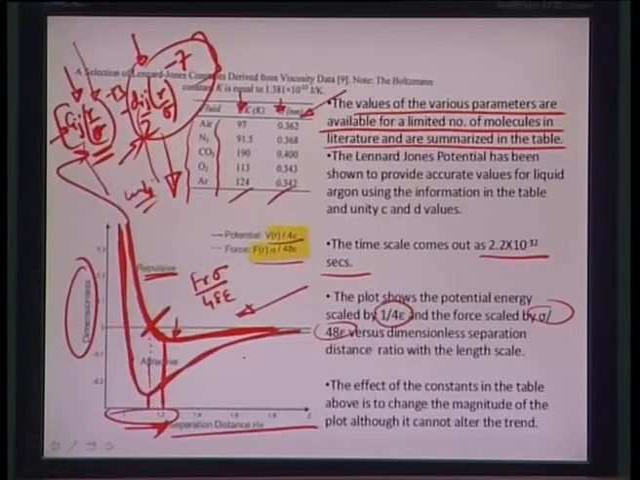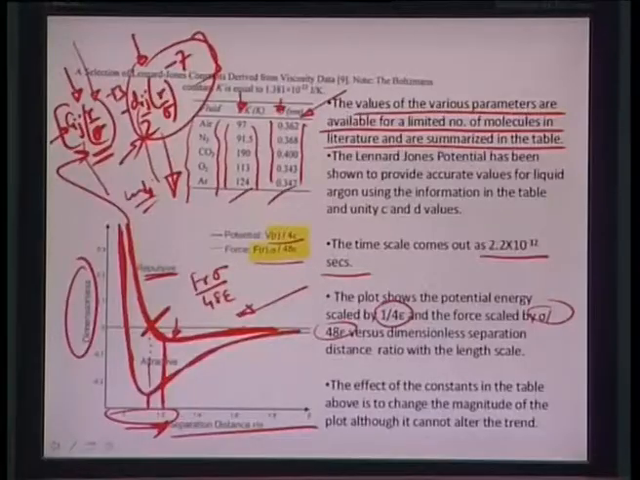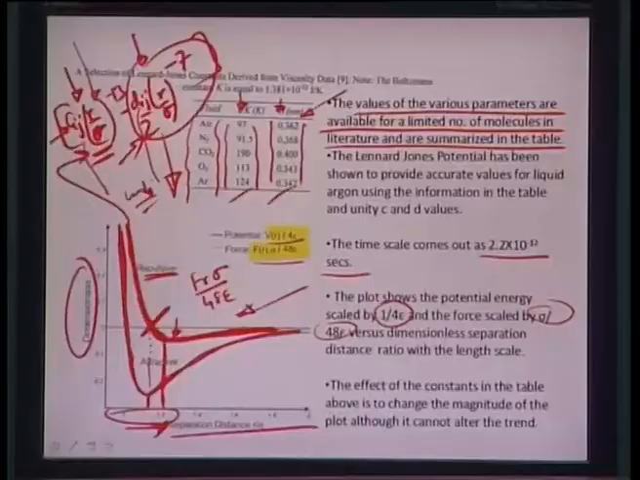And so the effect of these constants in the table above is really not to change the basic characteristic, but to shift it by adding a DC bias. So the whole curve can shift up and down if these characteristic parameters, epsilon by k and sigma, change, without really changing the behavior or the trend that the dimensionless number would follow with respect to r by sigma. Okay. So that is all about Lennard-Jones potential models.